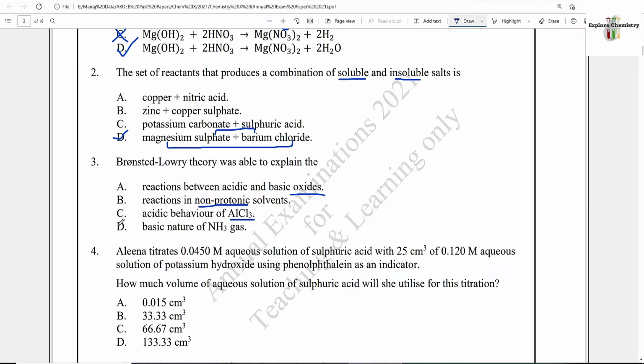Option D is the correct answer. Basic nature of ammonia gas. NH3 is able to accept a proton and it will act as a base in any reaction. That can be explained by the Bronsted-Lowry concept because Bronsted-Lowry theory says that a proton acceptor is a base. So according to this concept, ammonia is a base.